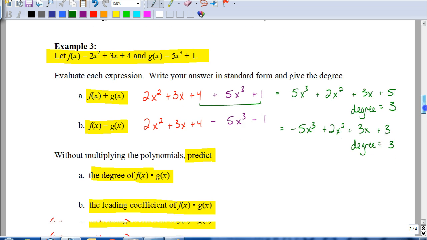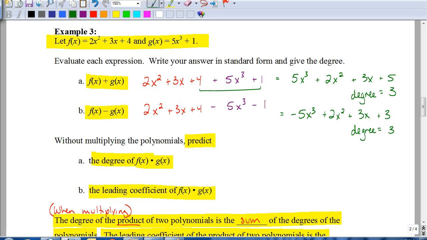Now, let's look at the next section. It says without multiplying the polynomials, we don't want to actually multiply these together, but we want to figure out what the degree of the polynomial would be. Even though we don't have to multiply them completely, we have to think about what would happen here. If I were to multiply these two polynomials, I would be taking the 2x squared times the 5x cubed and the 2x squared times the 1. I'd take the 3x times the 5x cubed and the 3x times the 1. I would take the 4 times the 5x cubed and the 4 times the 1. But all they're asking me to do is figure out what the degree of that polynomial would be.